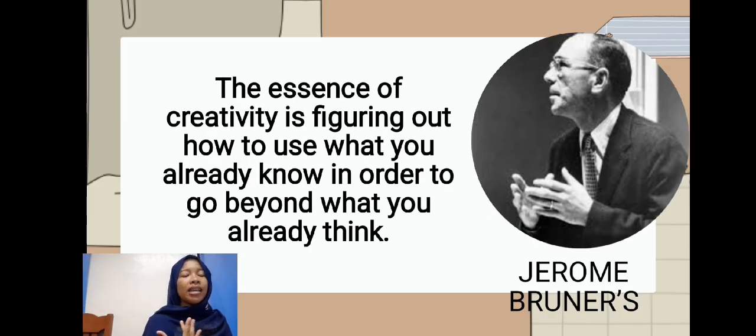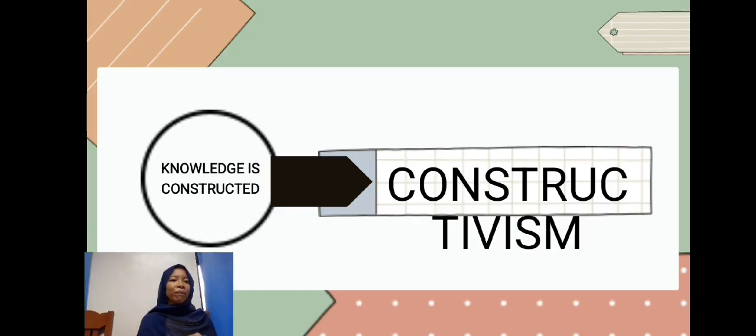Jerome Bruner said that the essence of creativity is figuring out how to use what you already know in order to go beyond what you already think. Jerome Bruner believed that our memory is very important because it gives us an idea to go beyond what we already think. Jerome Bruner believed that knowledge is constructed. That is why we have this theory, which is Bruner's constructivism theory.